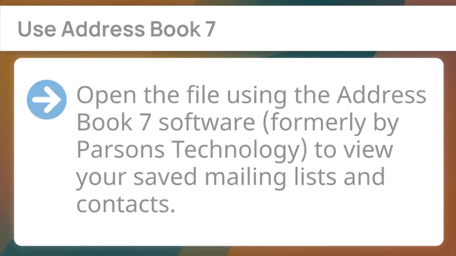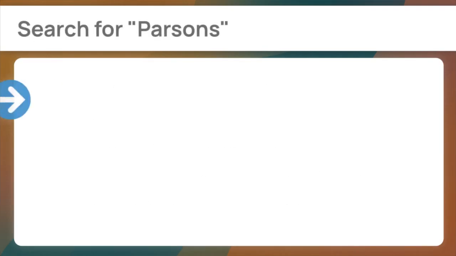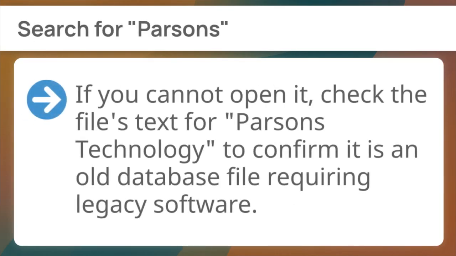Next, open in Notepad++. Right-click the file and open it in a text editor like Notepad++ to see if the contact information is stored in a readable text format. Finally, search for Parsons. If you cannot open it, check the file's text for Parsons Technology to confirm it is an old database file requiring legacy software.